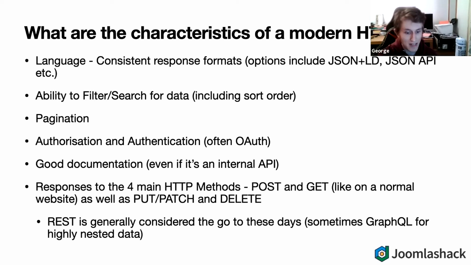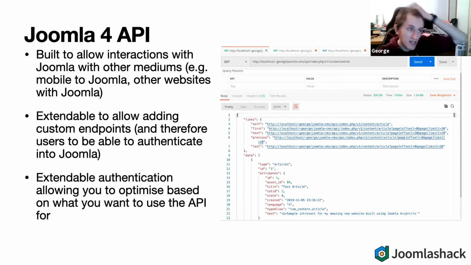And generally, the final characteristic, which is perhaps less relevant to a normal site, is that you use the right HTTP methods for a RESTful interface, as REST is generally considered our go-to these days. Sometimes GraphQL for lots of nested data structures, but generally REST. And that's basically responding to the four main methods, which is post and get, put or patch for updating resources, and delete. And again, Joomla 4 is starting to deal with this.